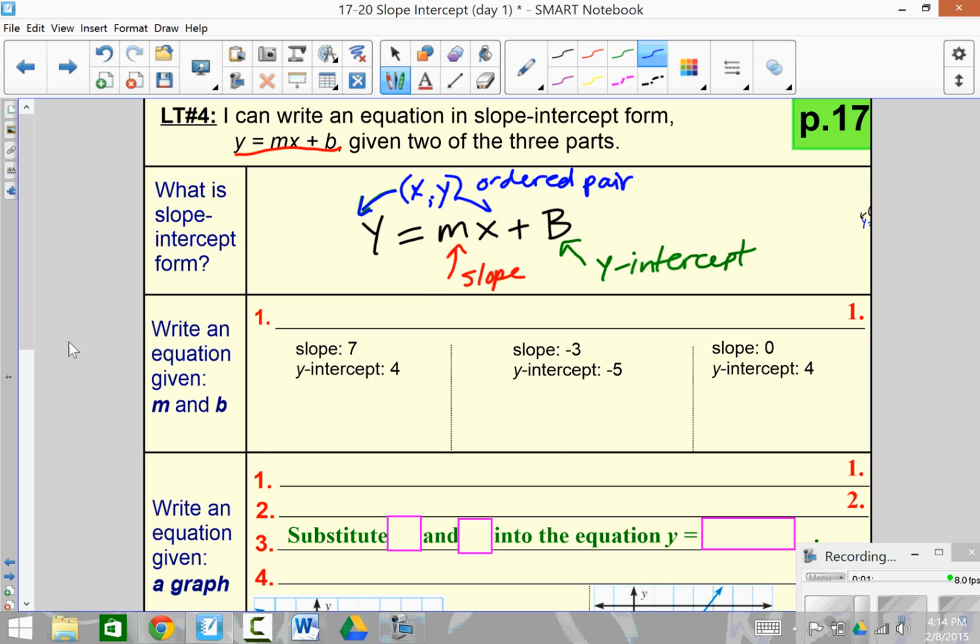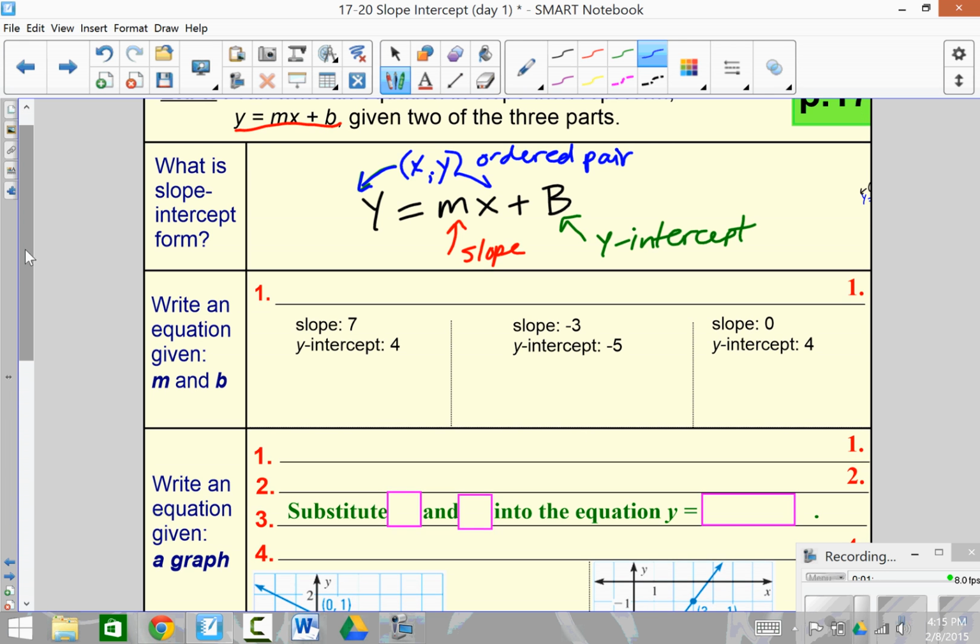So 3 parts. What we're going to be able to do today is write an equation in slope-intercept form given 2 of the 3 parts. Okay, you have to solve for the third part. So let's start off with some simple stuff. Let's write an equation given the m and b. If I gave you the slope and the y-intercept, the m and the b, you should be able to write an equation.